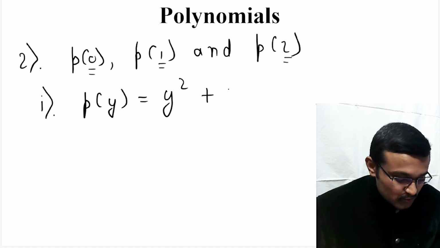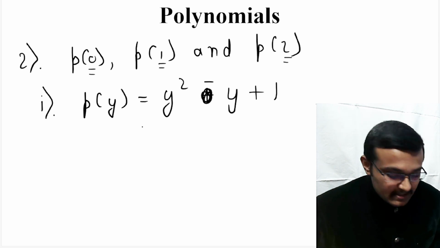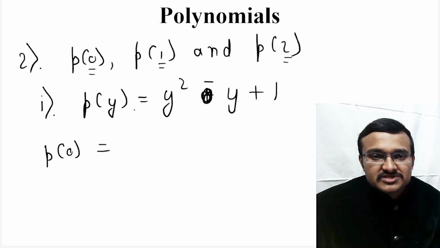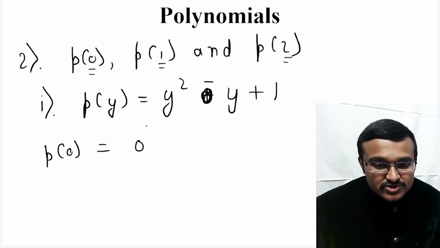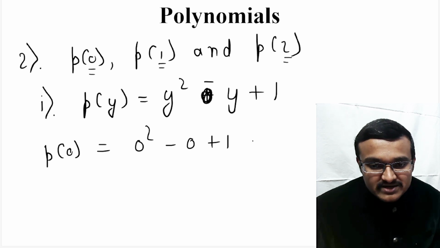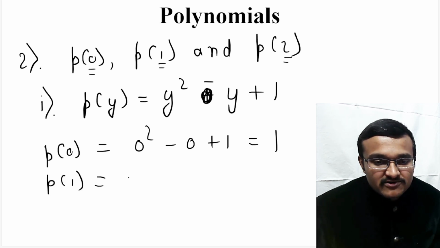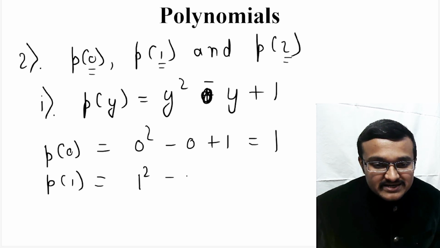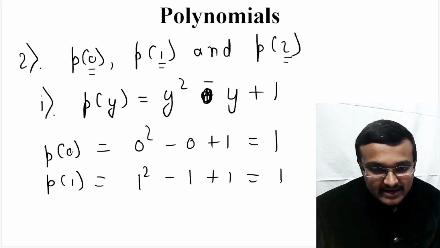So p of y is equal to y square minus y plus 1. Now let us solve p of 0. P of 0 means you just substitute 0 in the place of the variable, and here the variable is y. So p of 0 is equal to 0 square minus 0 plus 1, which is equal to 1. Now p of 1: substitute 1 in the place of y. That is 1 square minus 1 plus 1, which is equal to 1.